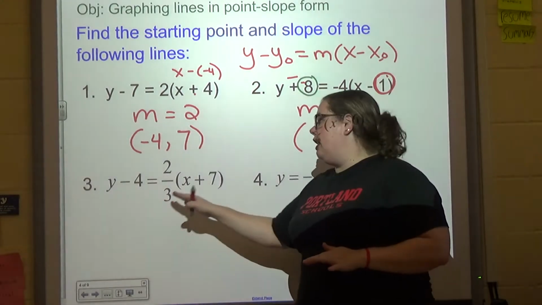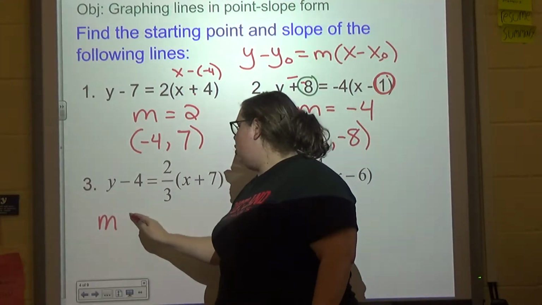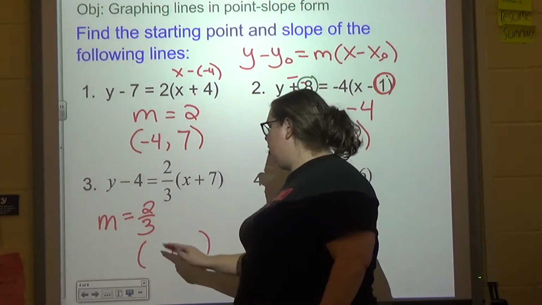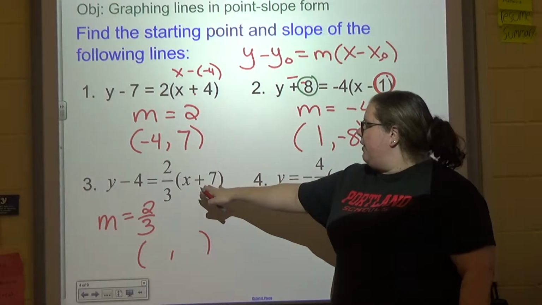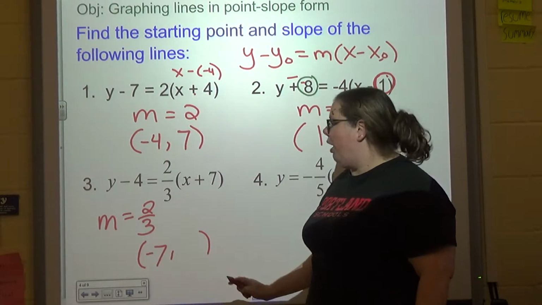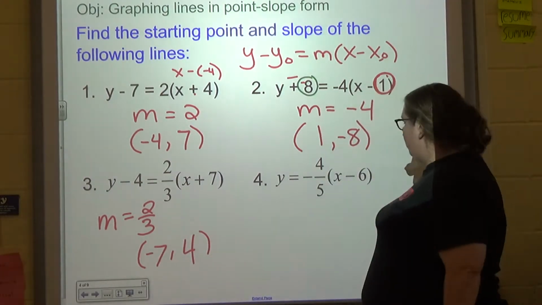Pause the video and try number 3 and 4 on your own. For number 3, my slope is 2/3, the number in front of the parentheses. My x value, I can change the sign, negative 7. Y value, change the sign, positive 4.